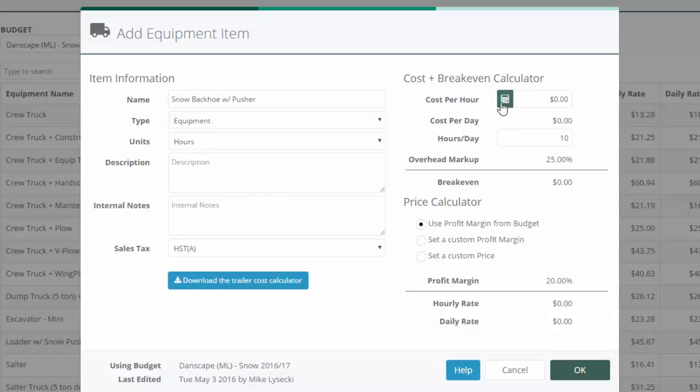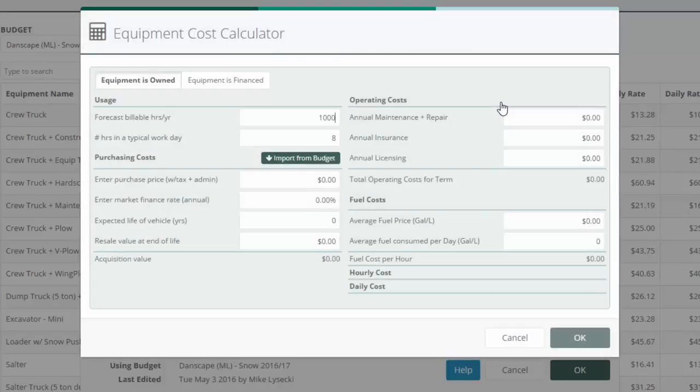What's really important is over here, the cost per hour section. So I'm going to click this, and now I need to fill out these fields. Our billable hours, as we just discussed, are going to be low, 150 hours per year. What we're saying here is this machine's only going to work in snow. And we're going to estimate an average year, it's going to work about 150 hours. That means we need to estimate 150 hours worth of work in our snow contracts for this to recover its costs. Number of hours in a typical workday would be the length of a typical shift.